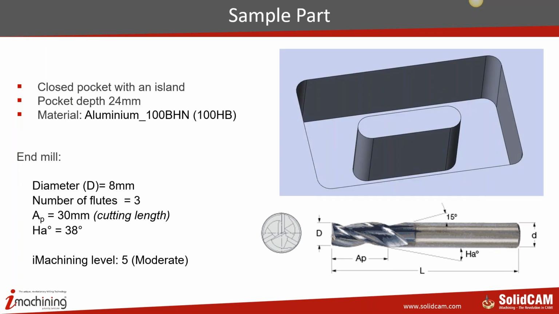And we had the sample part in aluminum, 100 BHN, and a tool of diameter 8 with 3 flutes, cutting length of 30 millimeters and a helix angle of 38. And we used iMachining level 5, which is basically a moderate level of cutting.